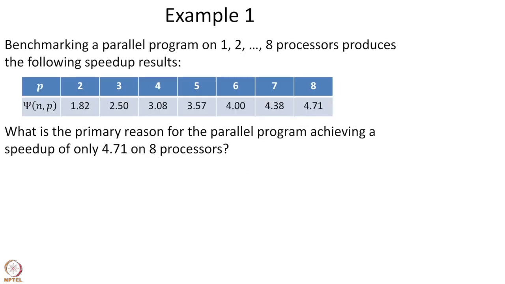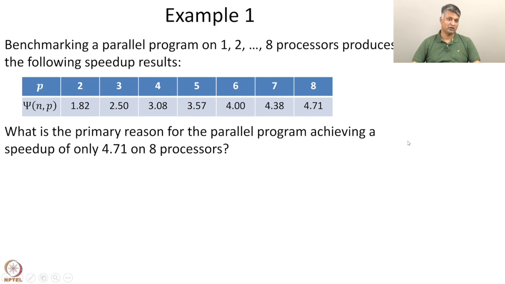So, let us look at this simple benchmark problem. We have taken a parallel program and run it on 1 through 8 processors, and we have obtained the following speedup results, where psi of n comma p for 2 processors is 1.82. That means if I use 2 processors, I go 1.82 times faster. With 3 processors, it's 2.5 times faster. With 4, 3.08, and so on and so forth.